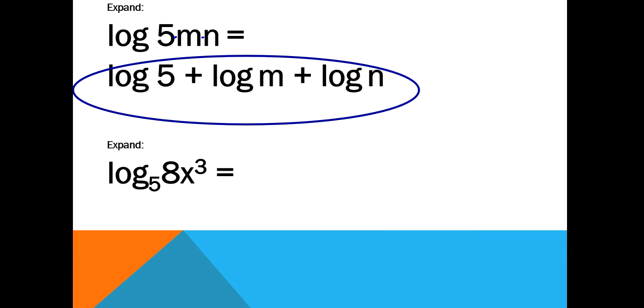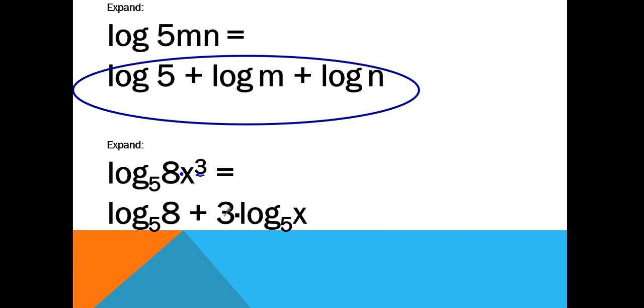Try this one. Okay, so first of all, we got to deal with that multiplication. So you're going to use the product property to separate it. And then once you do that, you can actually use the power property to move this 3 out in front of the x. Okay?